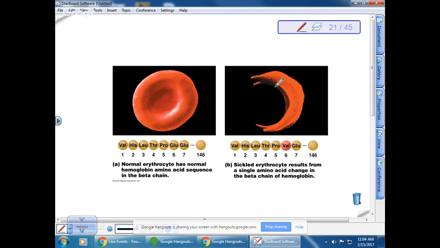And remember that we talked about this is actually a common disorder in people with African-American ancestry, because the mutation arose in Africa and it provided an advantage for those individuals that were susceptible to malaria. It actually protects against malarial infection if only half of your hemoglobin is this way.